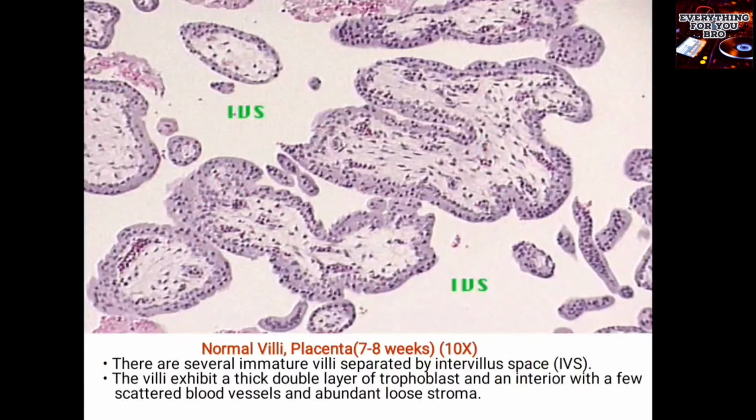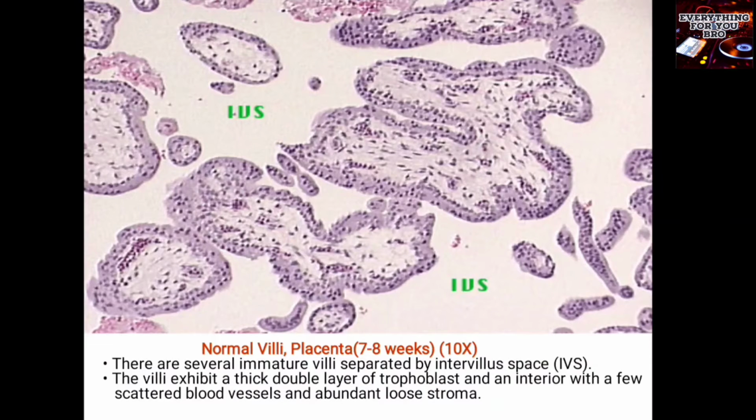This is the normal villi of the placenta of 7 to 8 weeks of pregnancy. So there are several immature villi. This is the early pregnancy. These villi are separated by the intervillous space, that is called IVS. These villi exhibit a thick double layer of trophoblast. So normally the villi are lined by a double layer.